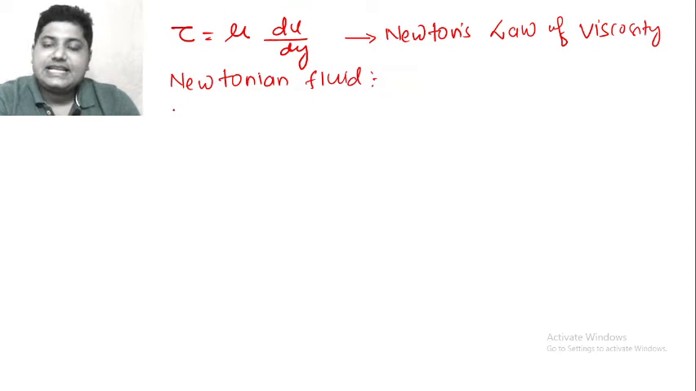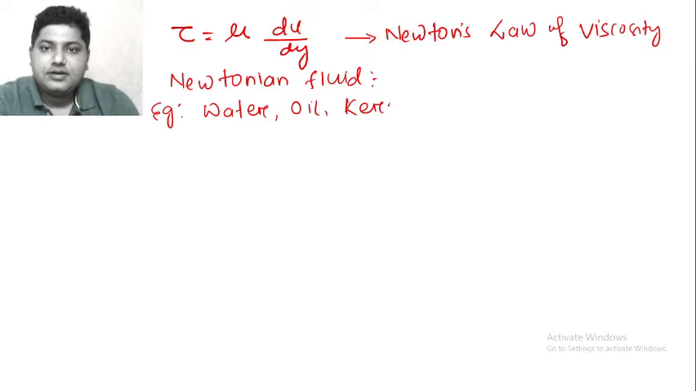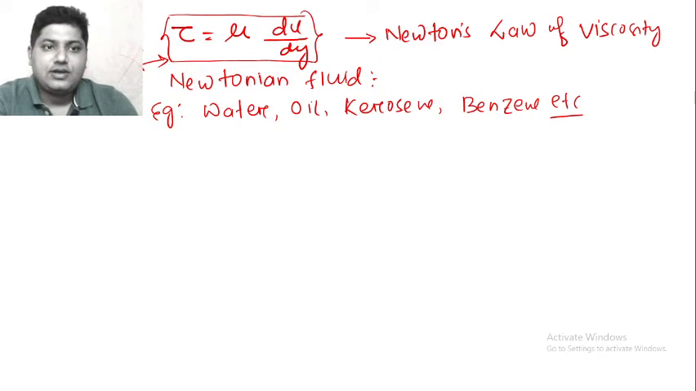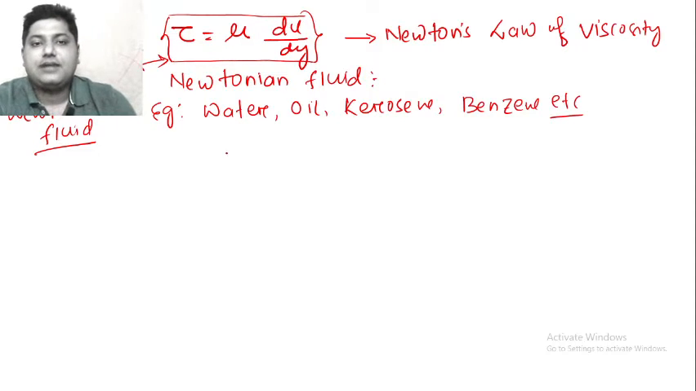Now, which fluids come under the category of Newtonian fluid? The best example is water, oil, kerosene, benzene. These are the fluids which come under the category of Newtonian fluid. The fluid which does not follow this Newton's law of viscosity is called a non-Newtonian fluid. That we are going to discuss after a few slides.